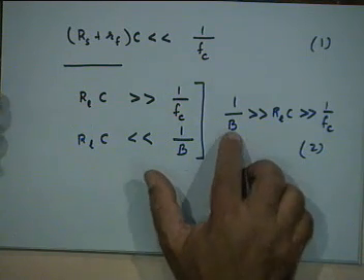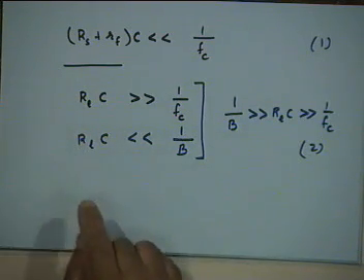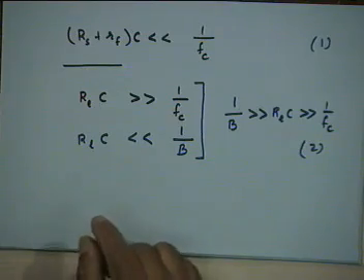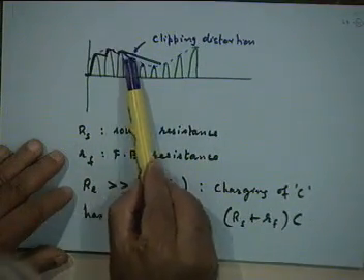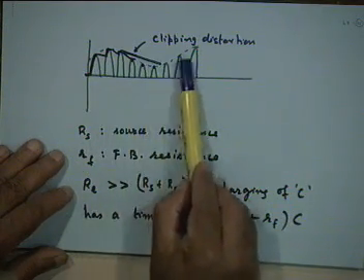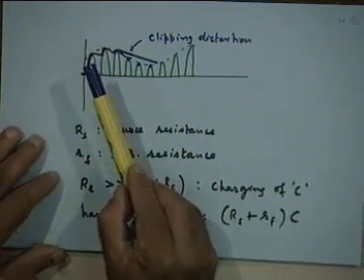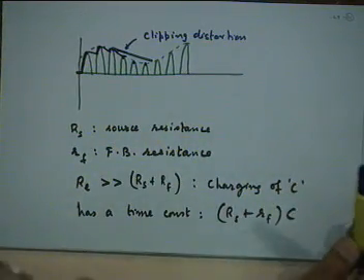Why FC plus B? No. You are trying to track the envelope. FC doesn't come into the picture. You are trying to track the envelope. Envelope has nothing to do with FC. The envelope is entirely a property of the message waveform m of t, right? The carrier frequency has nothing to do with it.